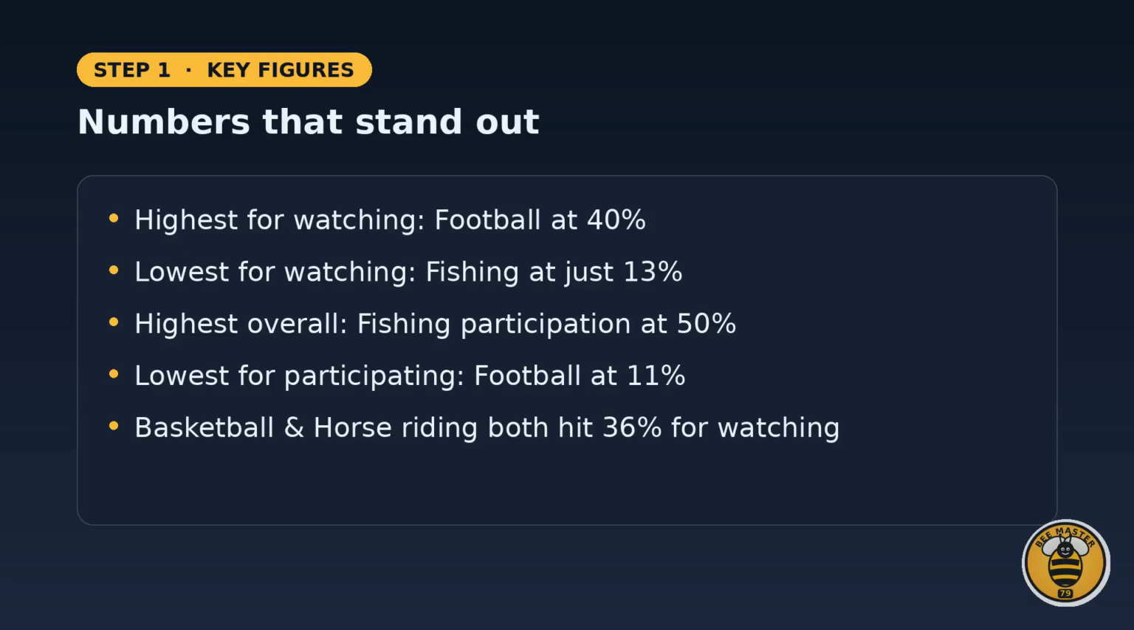A few numbers stand out. For watching, football is highest at 40%, while fishing is lowest at just 13%. For participating, fishing leaps to 50%, the single largest value on the chart, and football sinks to only 11%. Basketball and horse riding and racing both reach 36% for watching.